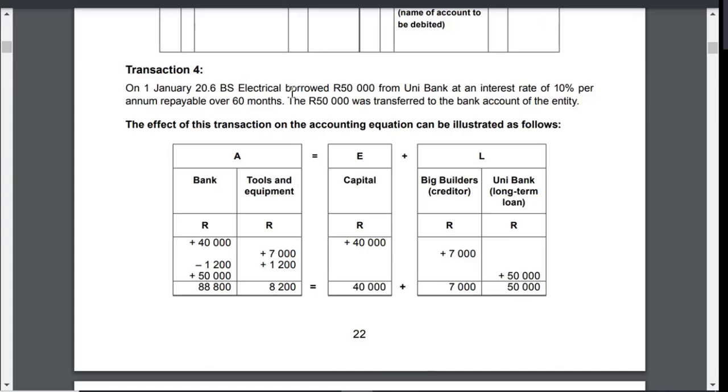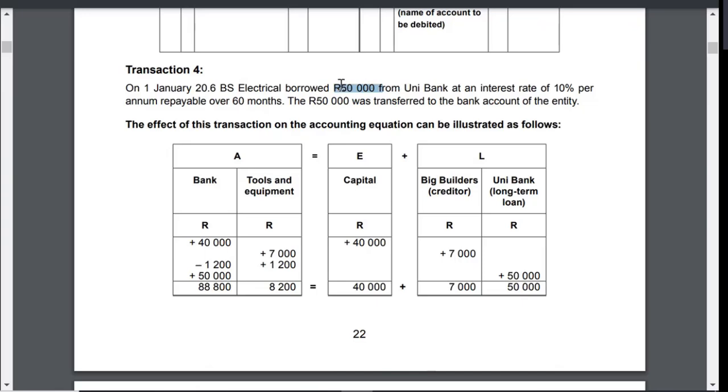So on the 1st, BS Electrical borrowed 50,000 from Unibank at an interest of 10% payable over 60 months. The 50,000 was transferred to the bank account of the entity. So can you see what happened now? Liability and asset at the same time. We've incurred a liability, we borrowed money, and that money was transferred to a bank account.